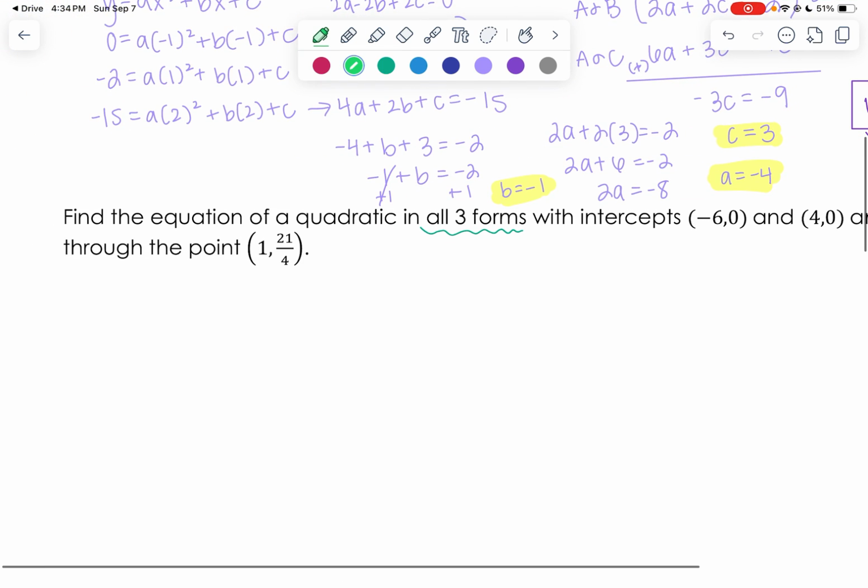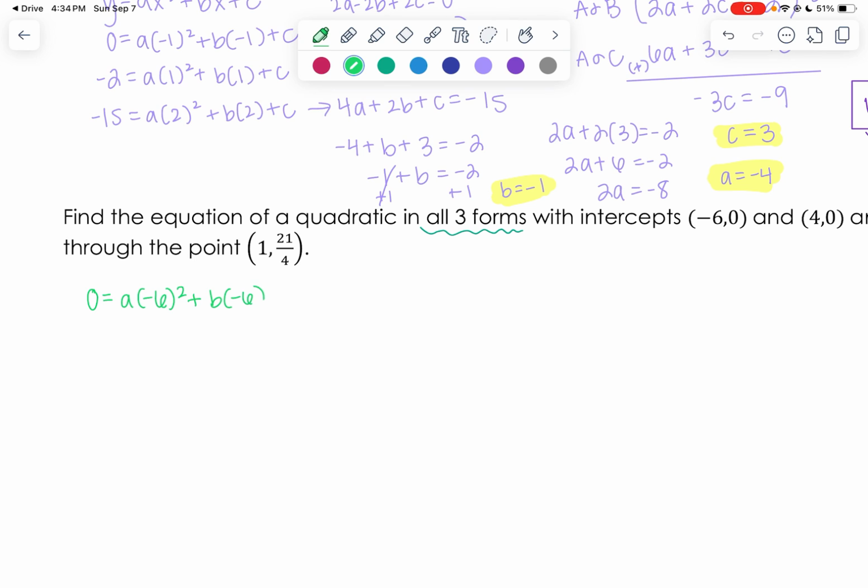So I have 0 equals A times -6 squared. And somebody's driving by with their motorcycle and revving their engine, which drives me crazy, okay? Plus B times -6 plus C. And then I'm going to keep plugging in, right? So the next point was 0 equals A times 4 squared plus B times 4 plus C.